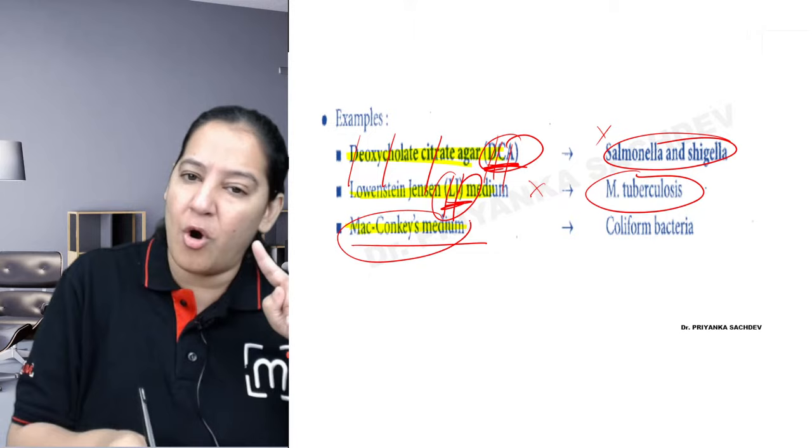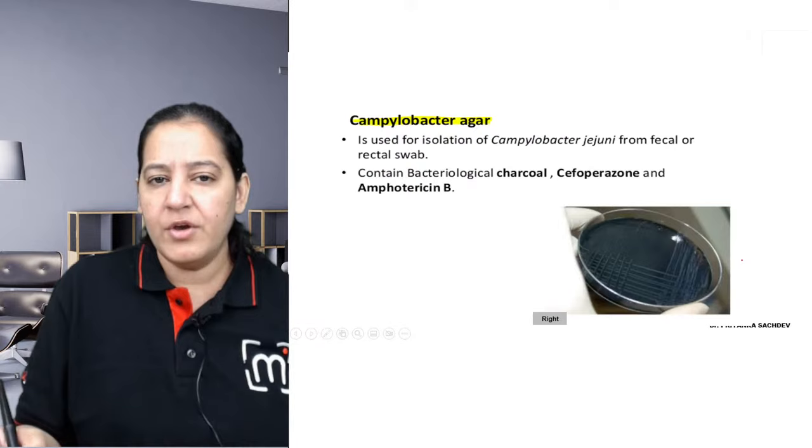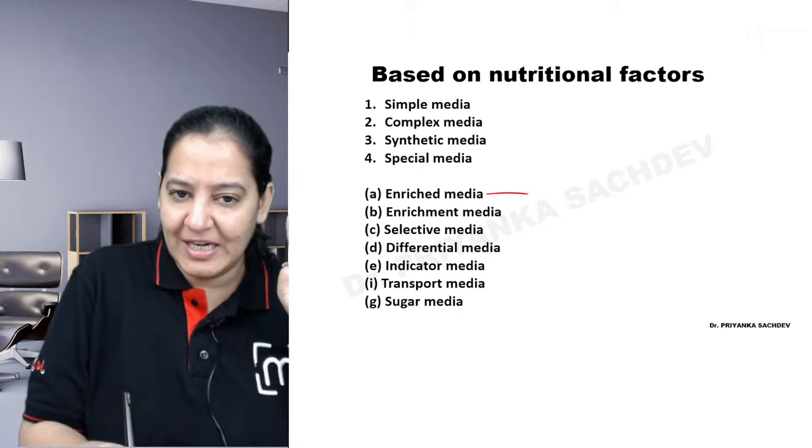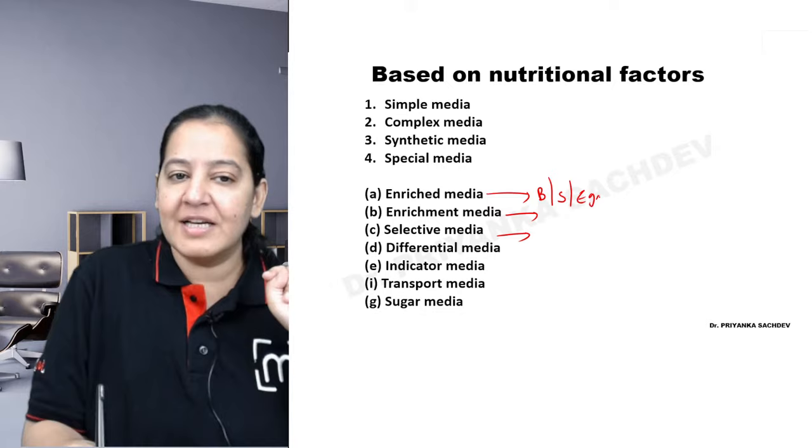Can you see this is LJ media? You can see the cream colored colonies of TB. You got my point? So you have to learn the examples. Let me summarize. Till now we have done three. What is enriched media? Can you tell me the definition? The media contains either blood or serum or egg. Such a media is enriched media.